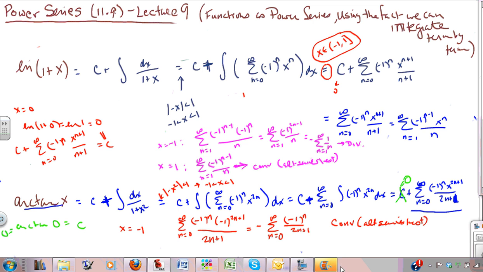And now at x equals 1, for some reason this is not lowering. So let's say at x equals 1, we have the series from n equals 0 to infinity of negative 1 to the n over 2n plus 1, which also converges by the alternating series test. So arctan of x is equal to this series on the closed interval from negative 1 to 1, because it converges at both endpoints. Okay, that's a good place to stop.